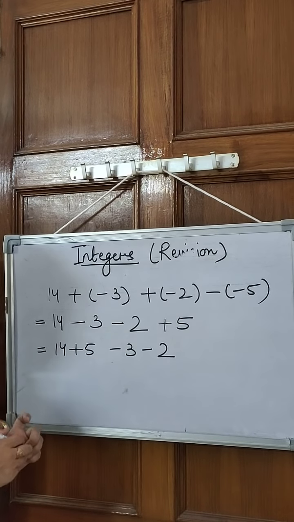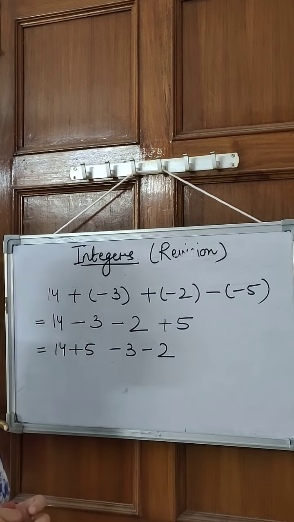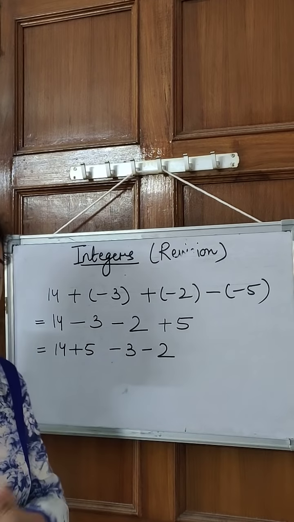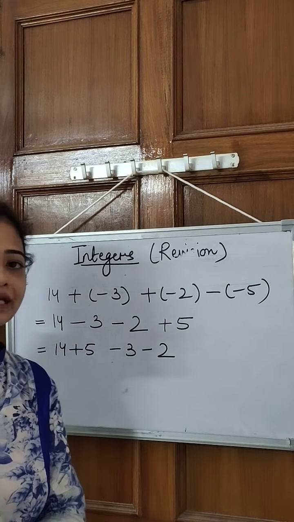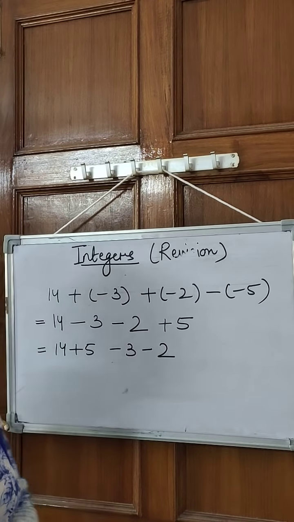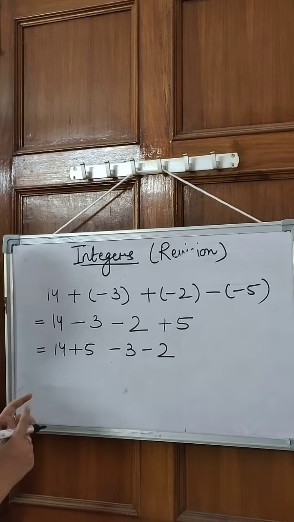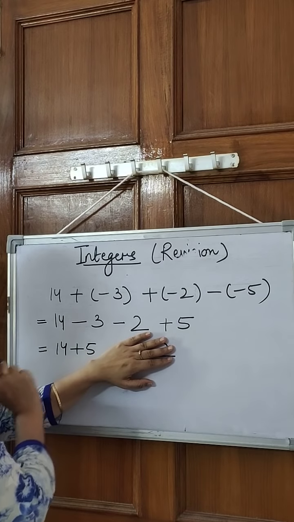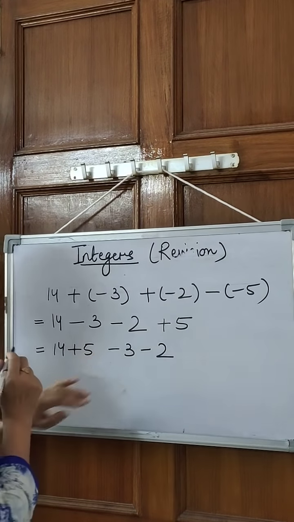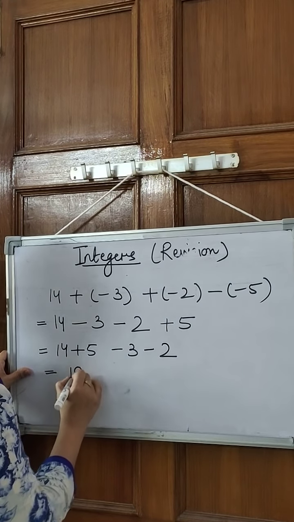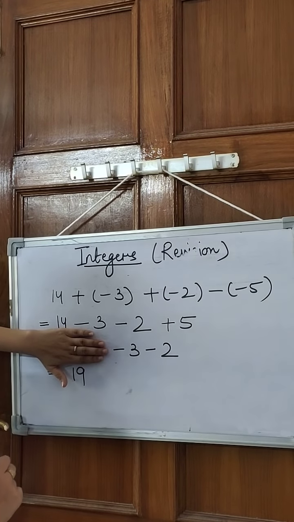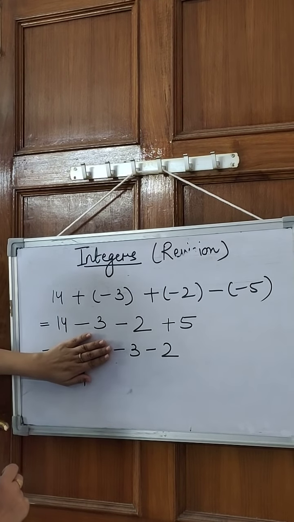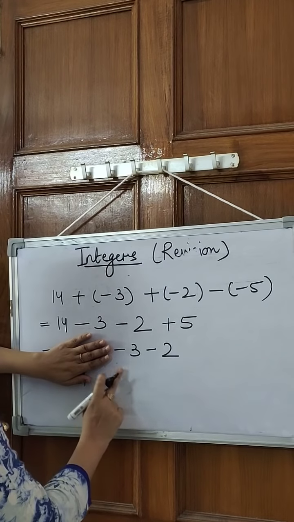Now what we do, we solve them separately. Means we solve all positive together, we solve all negative together and then we finally solve them. Okay, so right now forget about these two. 14 plus 5. 14 plus 5 is 19. Now forget about these two. Forget about this much part. Now focus on this only.